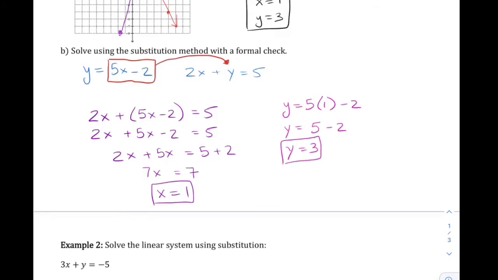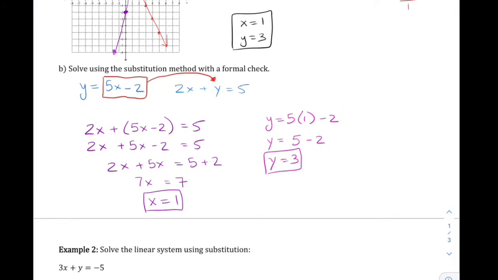And that's how we solve using the substitution method. Notice that's the same answer that we had above. X is 1, y is 3. That's the only answers for x and y that make both equations balance.